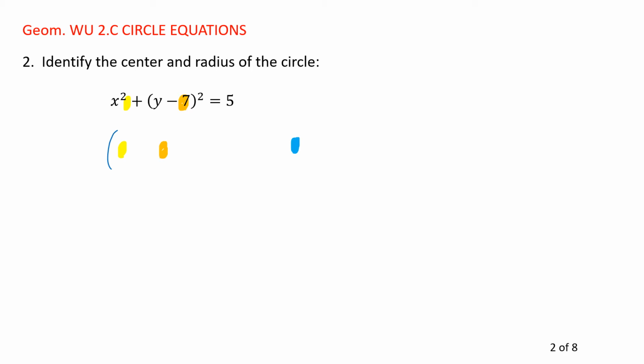So on this one, there's no number in parentheses with the x. It's understood to be 0, not 1. Change the number that's with the y. That's going to make this positive 7. And then the radius is unusual because we've never seen it. Square root of 5. I want to know an approximation on that if I were to graph it. That's about 2.24. So this is a circle centered at 0, 7 with a radius of 2.24.